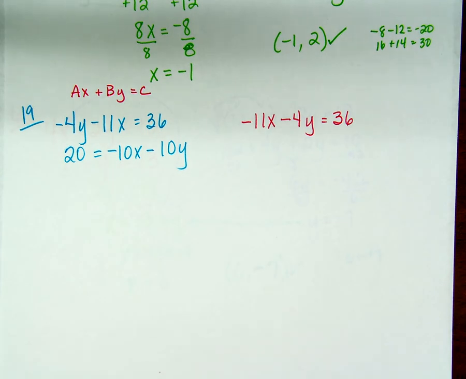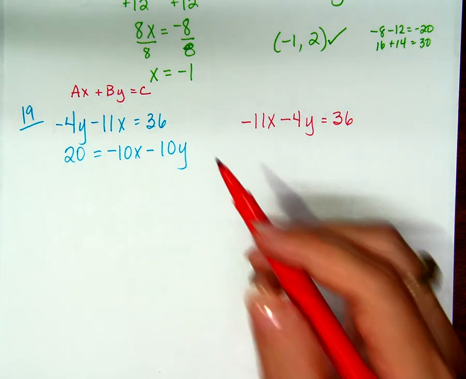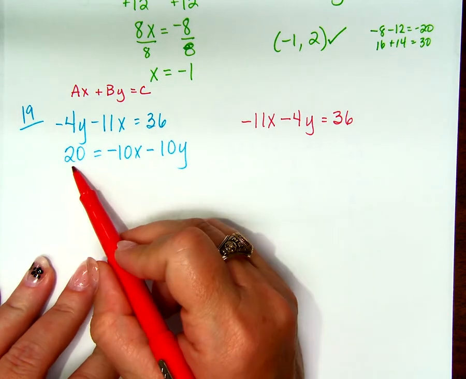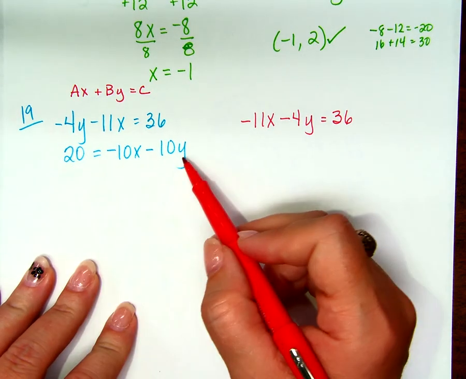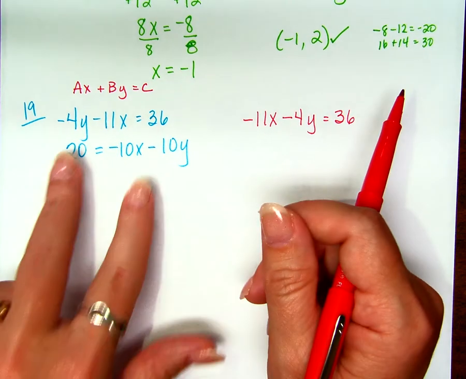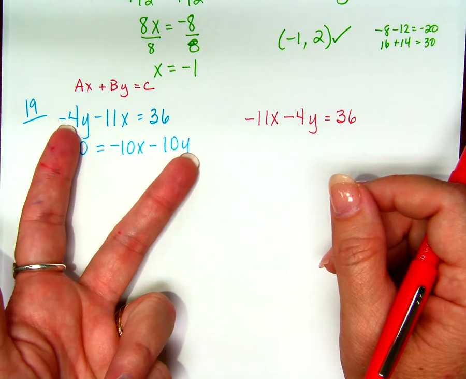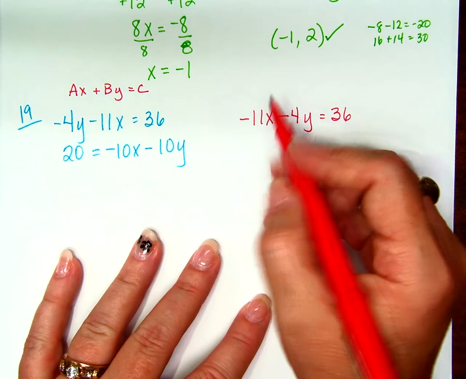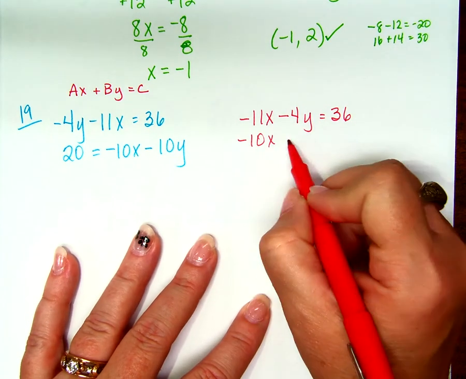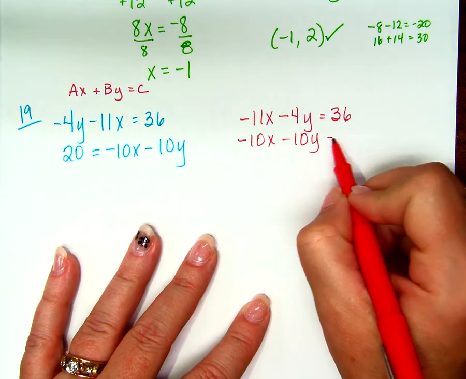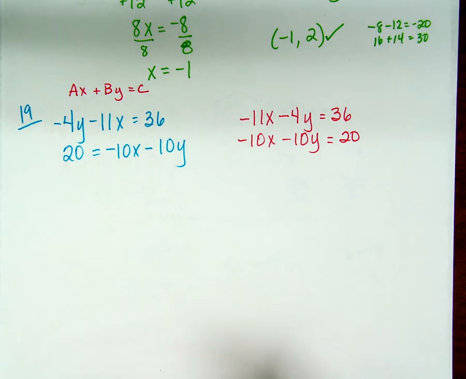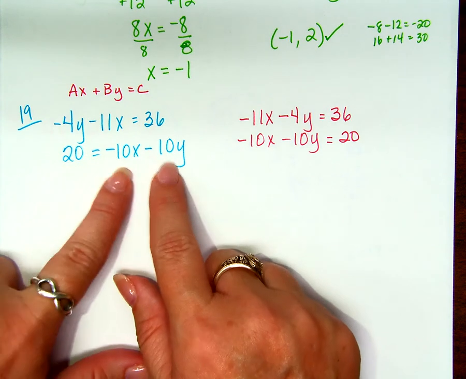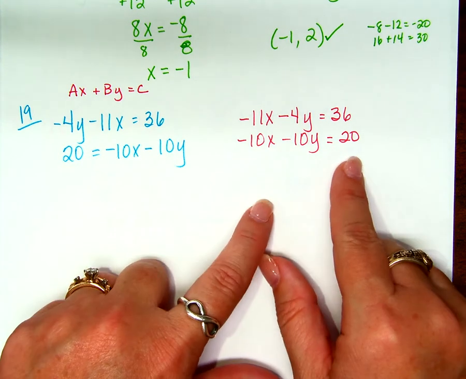How do I do it for the second equation? I really have two choices, don't I? I could add 10x over here, add 10y over here, and subtract 20 over here. Or I could just take this and flip it over, can't I? Negative 10x minus 10y equals 20. Does that make sense? Because if 20 equals that, doesn't it make sense that that equals 20?